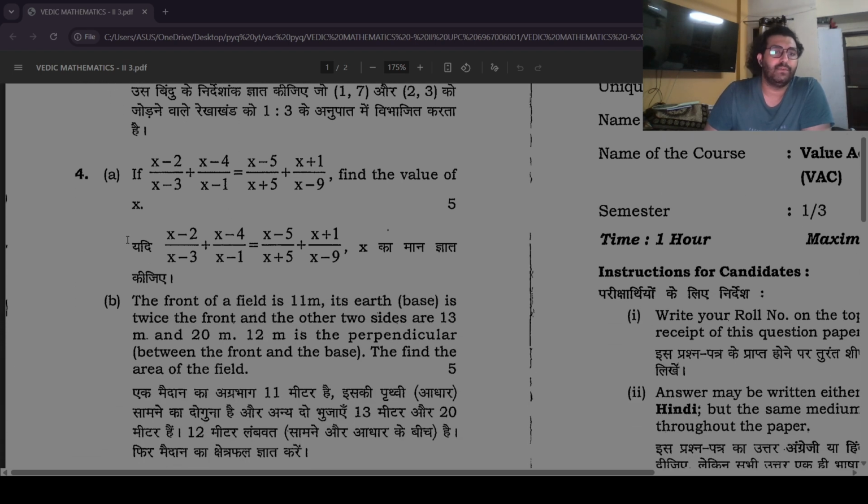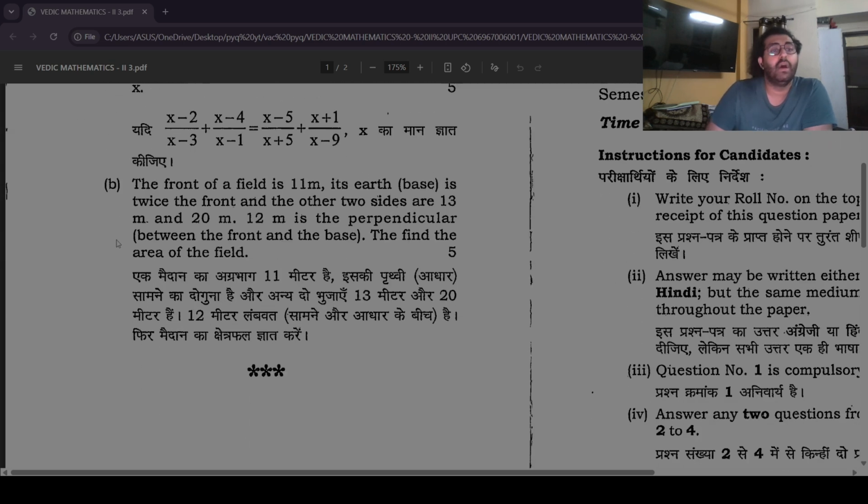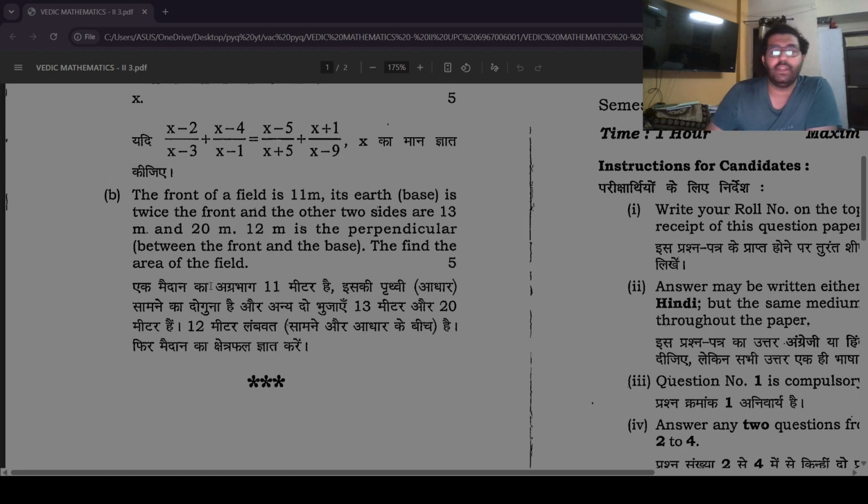As for question number 4, if here's the quadratic, find the value of, then find the value of x. B, the front of the field is 11 meters, and its base is twice the front, and the other two sides are 13 meters and 20 meters. 12 meters is the perpendicular between the front and the base. Find the area of the field.